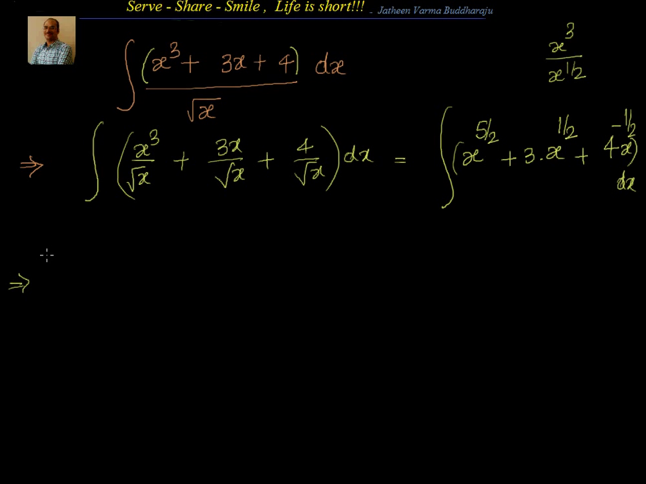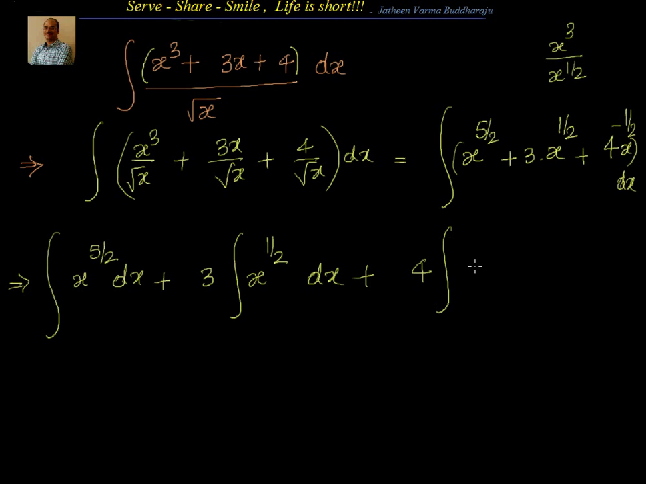Now let's try to separate them individually. I'll have the integral of x power 5 by 2 dx plus 3 into, I can take the constant out, x to the power of 1 by 2 dx plus, again I can take the constant out, 4 into x to the power of minus 1 by 2 dx. Now the formula we have to apply is the integral of x power n is equal to x power n plus 1 by n plus 1 plus c. So let's apply that formula.